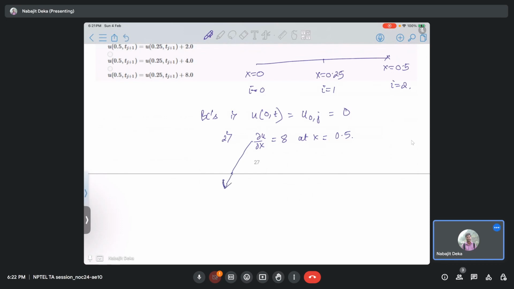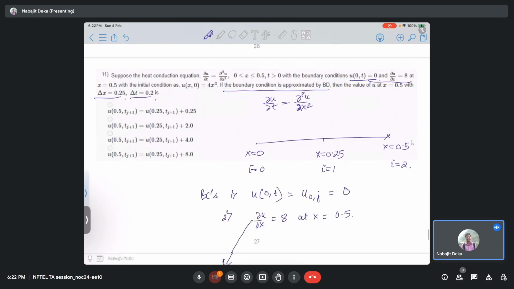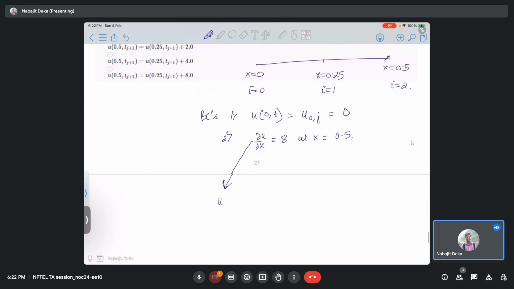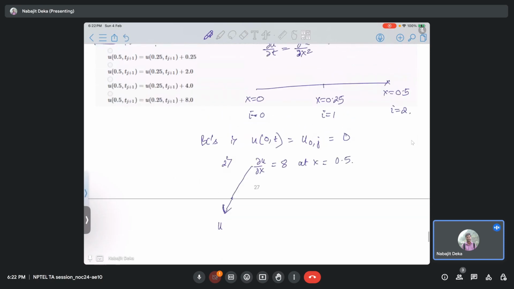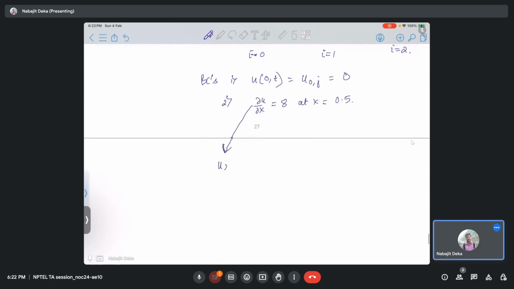derivative. So if we represent this by backward difference, what will be the equation that is being asked? We have to take these 2 points now. We are representing the backward difference. So i equal to 2 and i equal to 1. u2 comma j plus 1 minus u1 comma j plus 1 by delta x equal to 8.